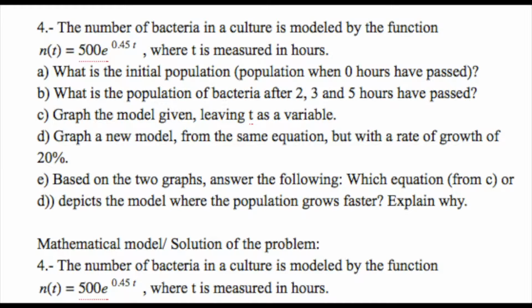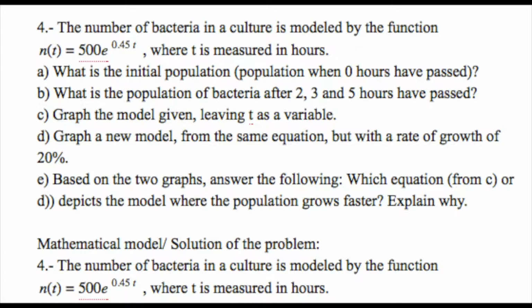The number of bacteria in a culture is modeled by the function n of t is equal to 500 Euler at the power of 0.45 t, where t is measured in hours. A. What is the initial population? Population when 0 hours have passed. B. What is the population of bacteria after 2, 3, and 5 hours have passed?